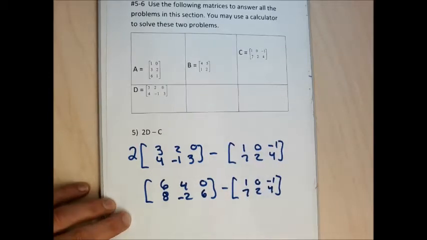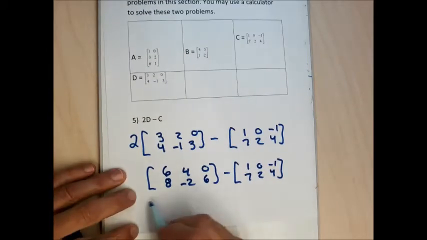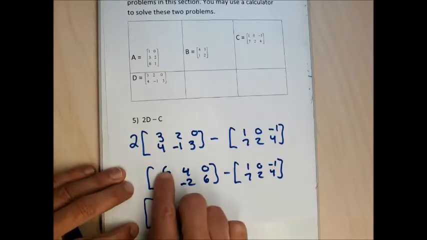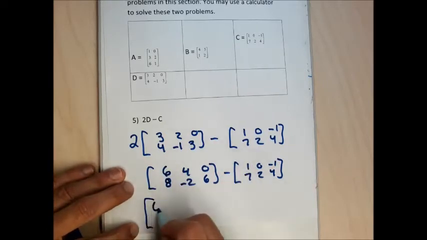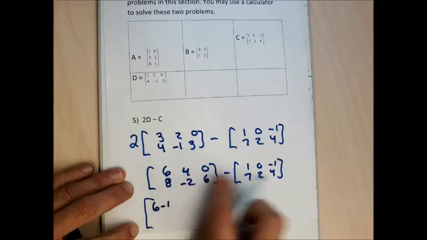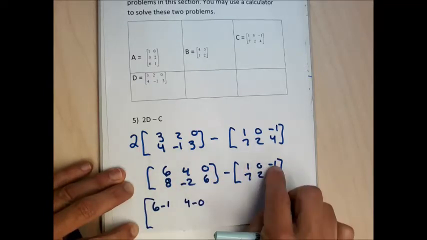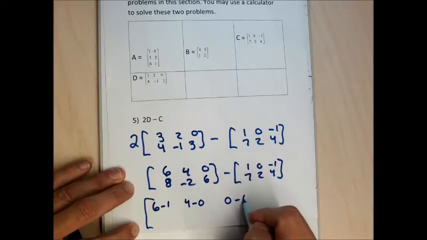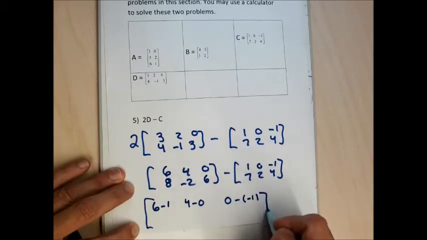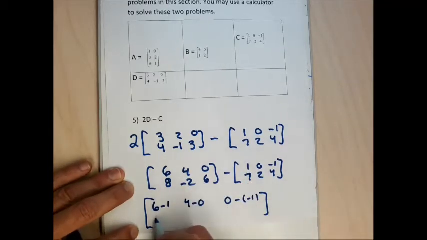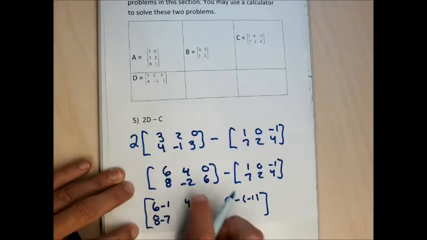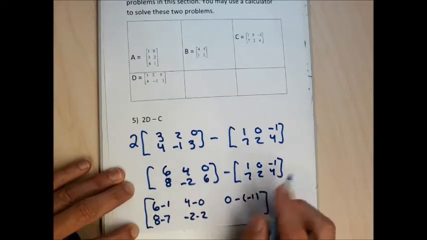So there's 2D minus C, and now I'm going to do the minusing by going 6 minus 1, 4 minus 0, 0 minus negative 1, 8 minus 7, negative 2 minus 2, and 6 minus 4.